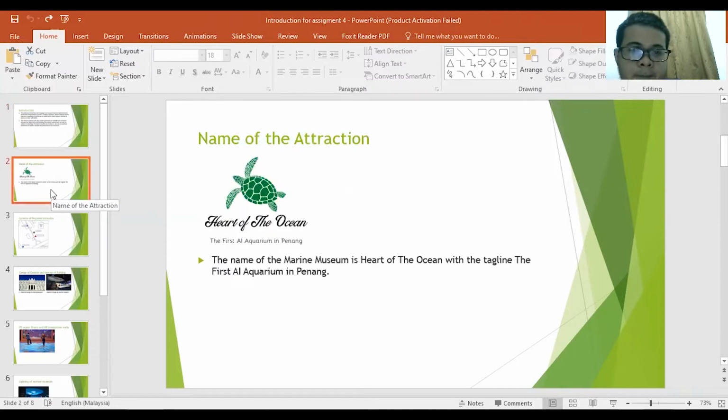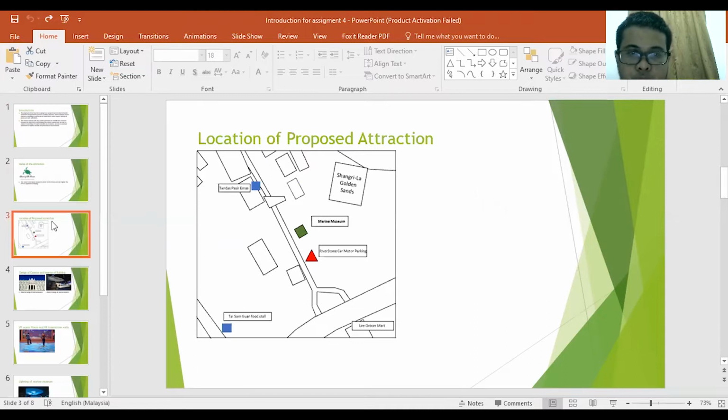Next slide is the name of the attraction, which is Marine Museum. It is the Heart of the Ocean. The tagline is the first aquarium in Penang. Second is the location of the proposed attraction. It is located in Kampung Tanjung Humar at Batu Tinggi.